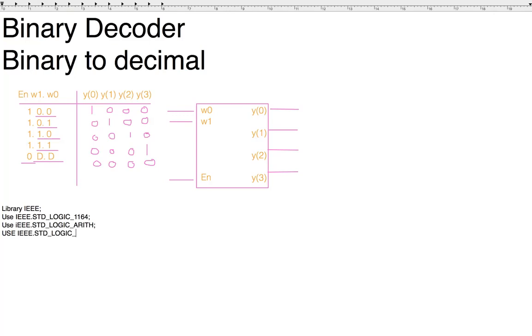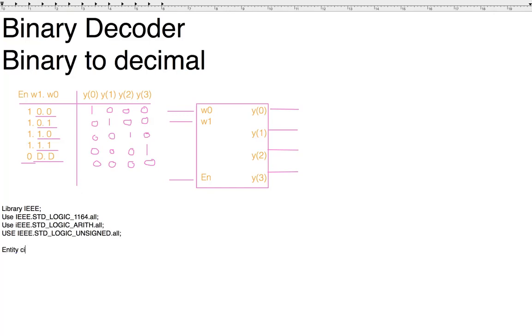logic, and then last one is going to be arithmetic, logic. Our last library will be, dang, I always forget this one, unsigned dot all. Oh, sorry, I forgot the dot all at the end. So I would definitely just have these written on something so you can easily call them.